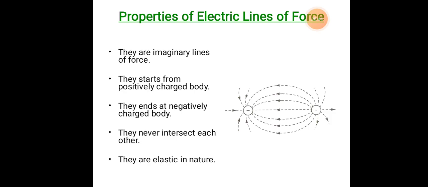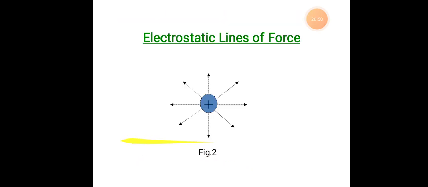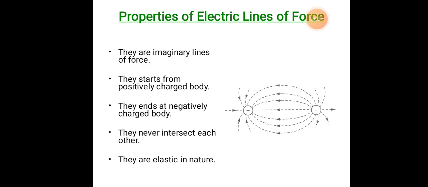And properties of the electric lines of force. When you see the image, these electric lines of force flow from positive to negative. They are imaginary lines of force, and their arrowheads flow from positive to negative. They start from a positively charged body and end at a negatively charged body. They never intersect each other. They are elastic in nature.